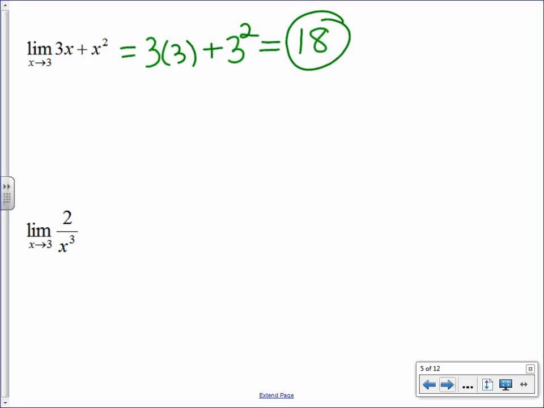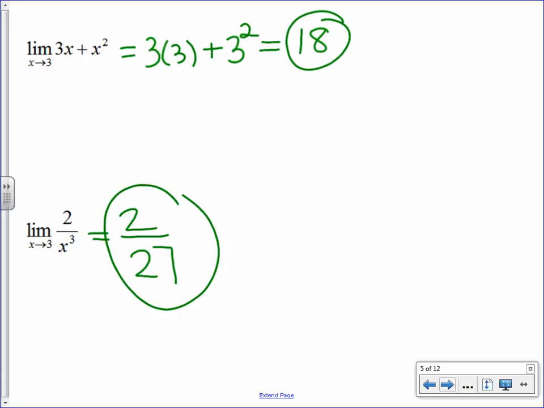Okay. All right, direct substitution here. Oh, let's try that again. The answer is 2/27. Since 3 does not make our denominator 0, then we're good. We can just plug it right in.